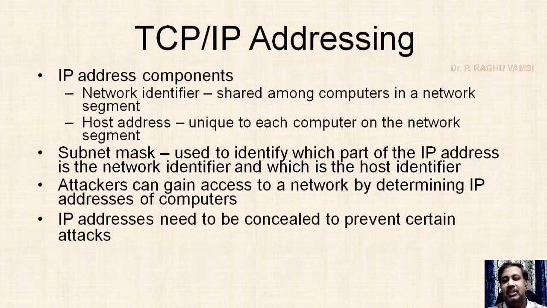Attackers can gain access to a network by determining the IP addresses of the computers, because over a certain time they can sniff or eavesdrop on the packets going on the communication channel, and they can figure out what the IP address or the range of IP addresses is to which this transmission is going on. So IP addresses should be very secure, or tightly enclosed with some security parameters, to prevent certain attacks.